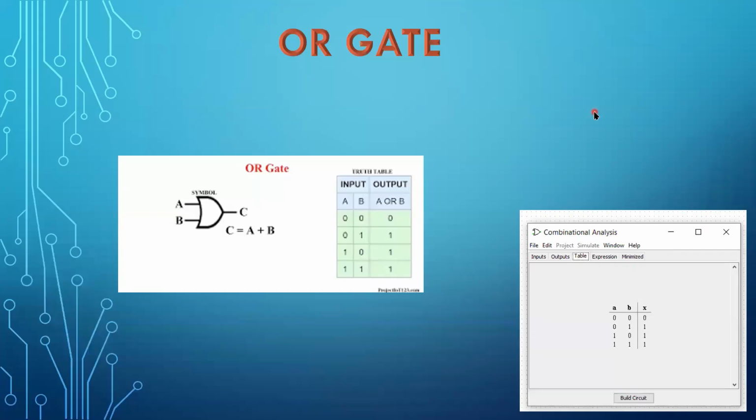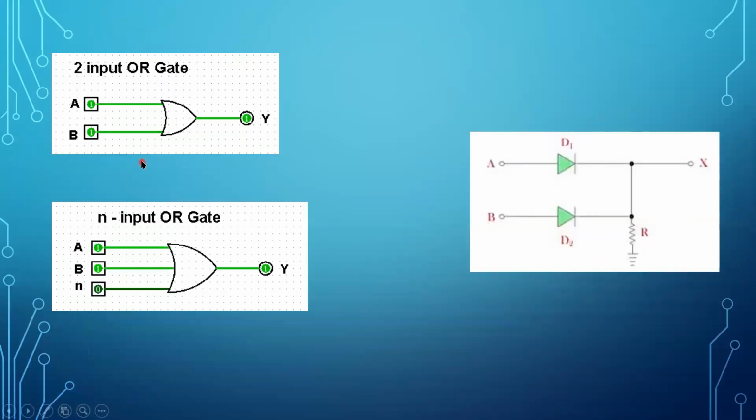In this class, we are going to see about the OR gate. The OR gate will perform logical addition, that means adding of input signals. See the logic diagram and logic symbol for the OR gate. This is the two input OR gate and the next one is the N input OR gate.